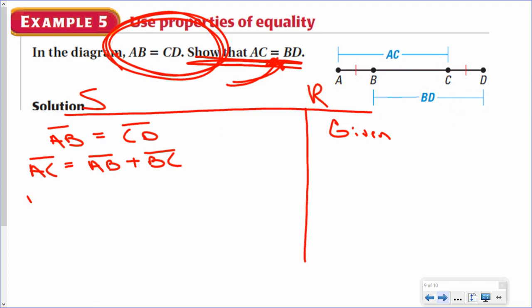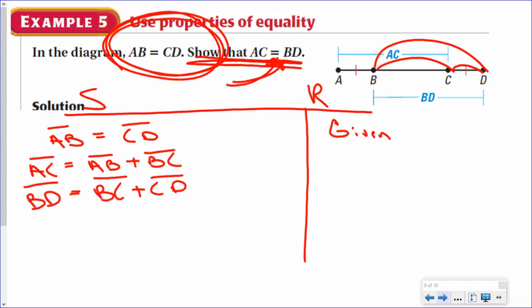Okay, all right, so we got that one done. Let's make a statement about BD right now. BD is made up of 2 smaller segments as well. So if we go from here to here, it's made up of BC put together with CD. Now the last one on the previous page was called angle addition because you added 2 smaller angles. On this page, we're adding segments. So this one's called segment addition.